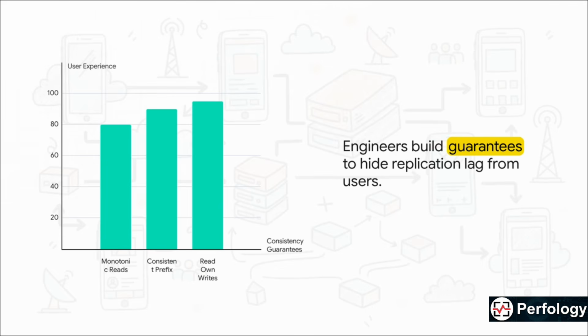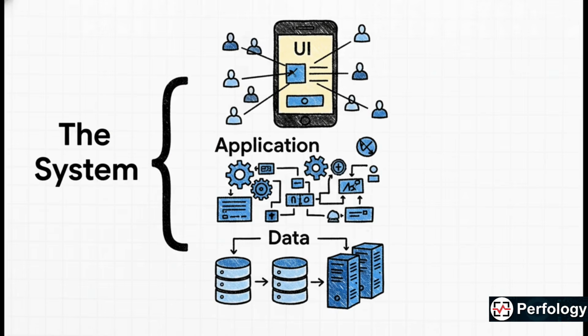And read your own writes is just one of several guarantees that engineers build to hide these little inconsistencies from us. For example, monotonic reads is what prevents that bizarre feeling when you refresh your feed and it seems to jump back in time. Another one, consistent prefix reads, makes sure you never see a reply to a comment before you've seen the original comment. They're all just designed to make the system feel logical and predictable, even when it's a bit chaotic behind the scenes. So let's bring this all together.